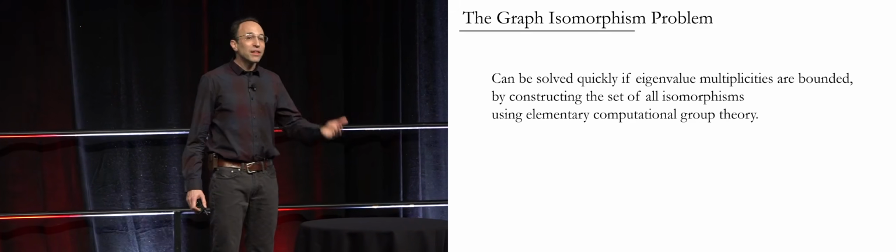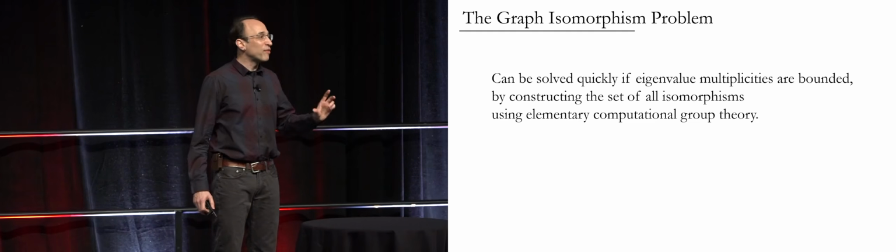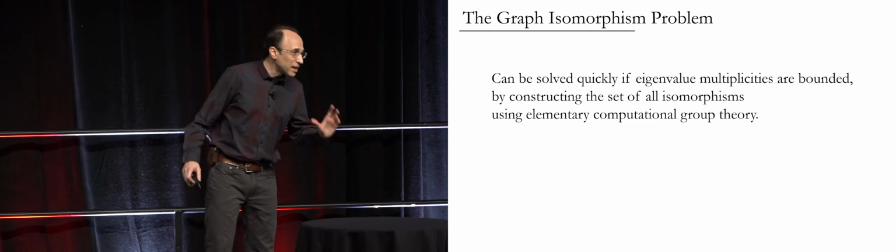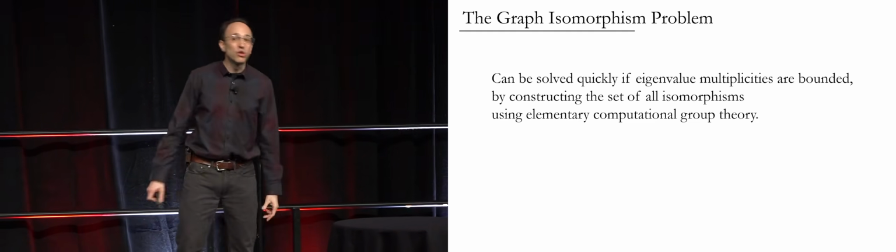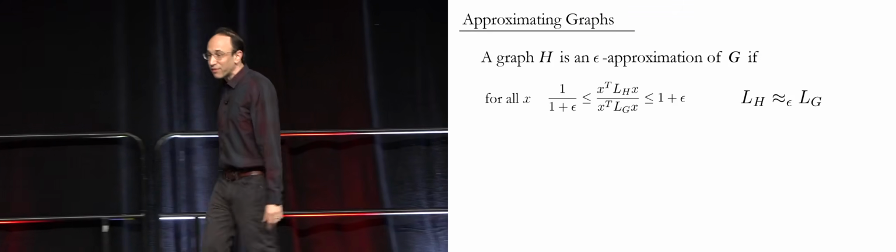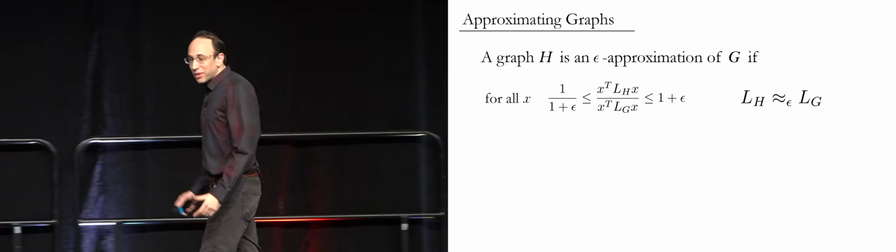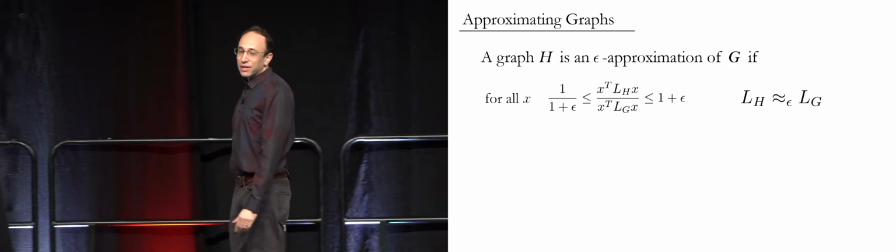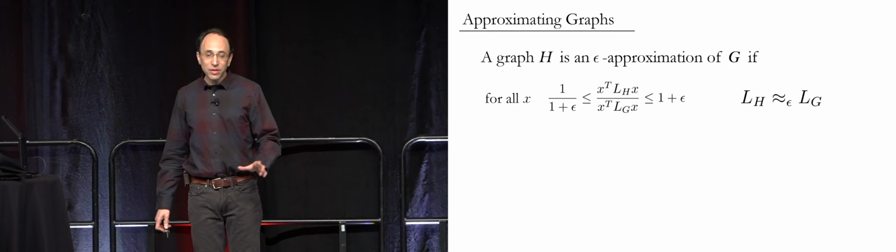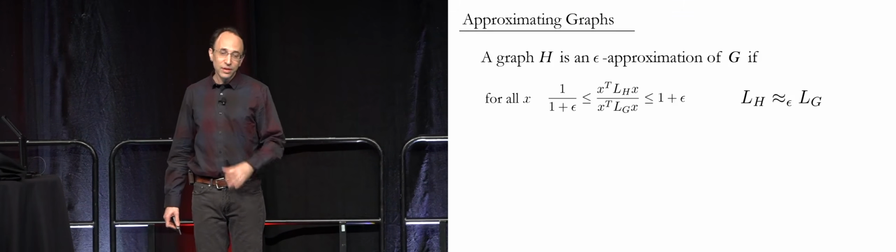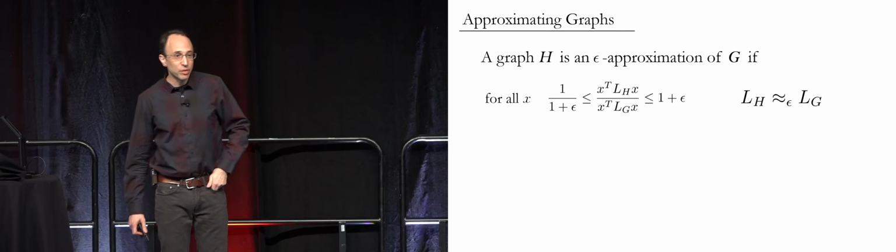So you sort of divide the vertices into classes by looking at the eigenvectors, find the group of automorphisms for each class, and then you have to take their intersection to find the group of automorphisms of the entire graph. The main thing to know is that if all the eigenvalue multiplicities are bounded, then you can do this pretty quickly using some elementary computational group theory.